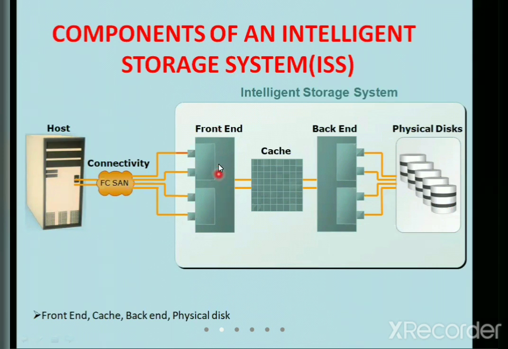Now, what does this front end comprise, and what does it do? What does the cache do? What does the back end do? And what are the physical disks going to do? All of these together form the intelligent storage system. How are they helpful in storing the data in a very efficient manner and overcoming the RAID technology? We'll see that in the next slide.